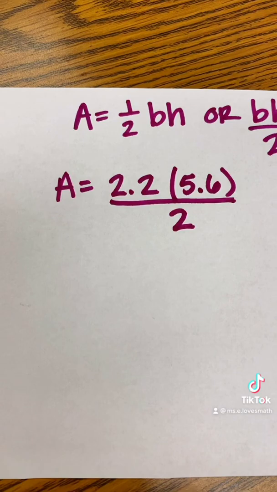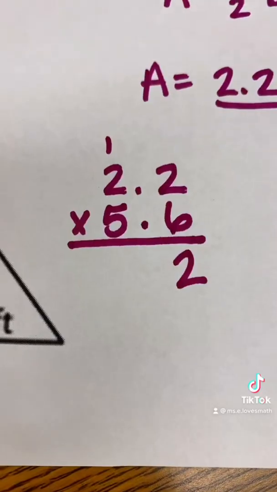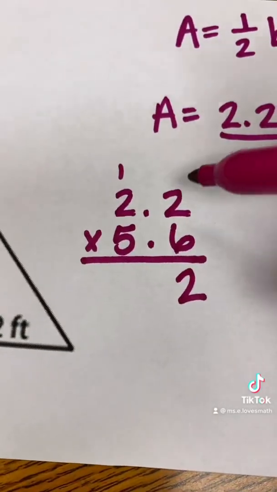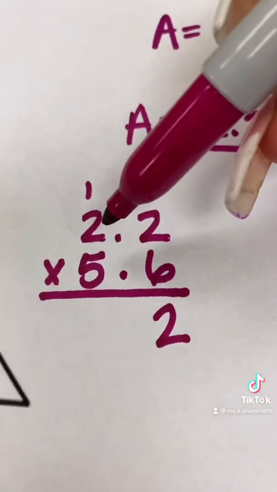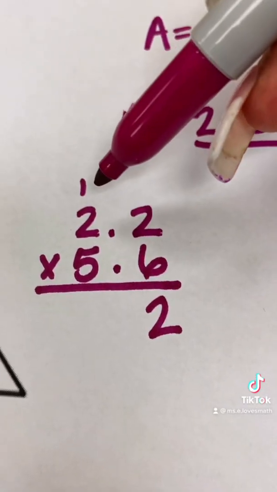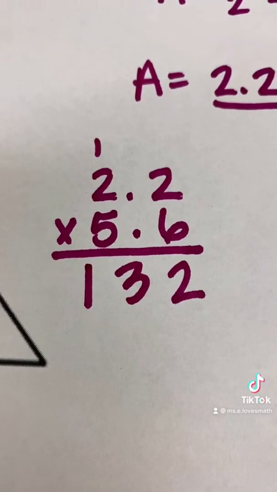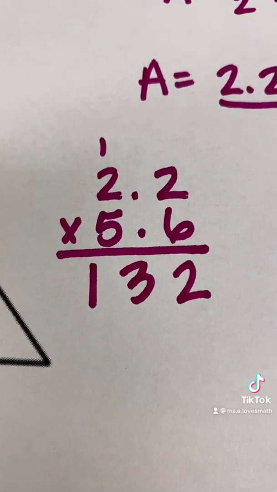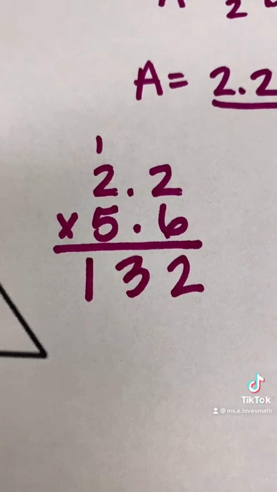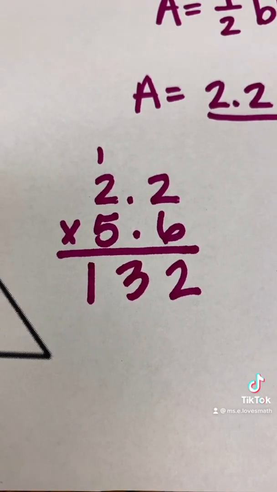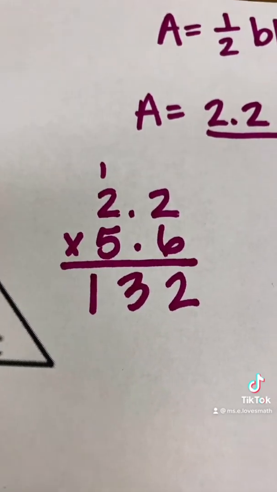Now it's time to multiply the decimals. 6 times 2 is 12. 6 times 2 is 12, plus 1 is 13. When you multiply with decimals, you ignore the decimal point until the end. So right now, I'm going to multiply this double digit by double digit number as if the decimals were not there.